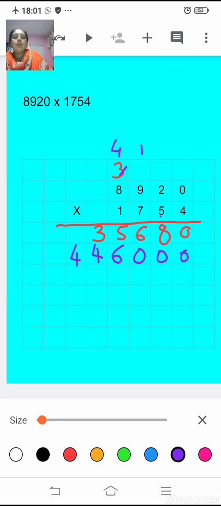Coming to the number in the hundreds place. So ones place you will put a 0. Tens place you will put a 0. 7 into 0 is 0. 7 twos are 14. 1 carry over. We are finished with this. So we'll cancel it. 7 twos are 14. 1 carry over here. 7 nines are 63 plus 1, 64. So 6 carry over here. 7 eights are 56 plus 6, 57, 58, 59, 60, 61, 62. Yes. So we'll write the number 62 here.